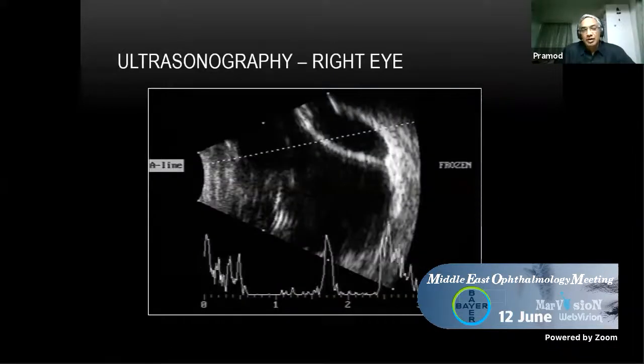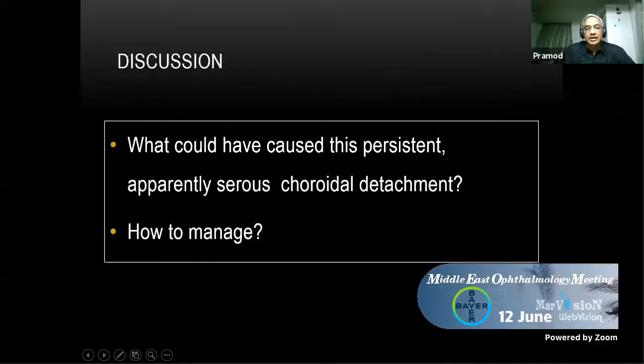We did ultrasonography to check why the choroidals are there. As you see, there is an elevated choroid with an echolucent suprachoroidal space, and the rest of the inferior retina was attached. Now we have a question: what could have caused this persistent, apparently serous choroidal detachment, and how to manage it? I think I stop here. We can have some discussion, and I will update my case later on.